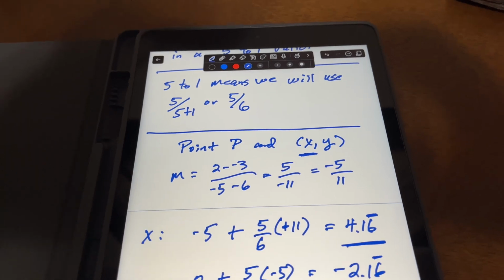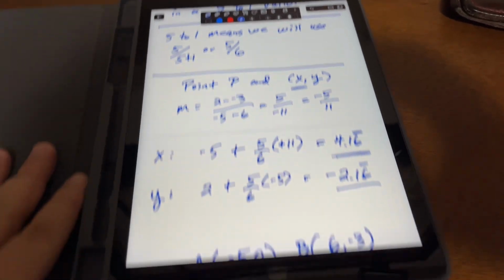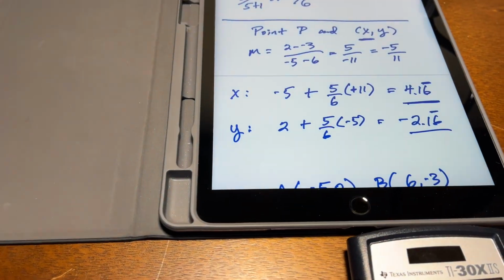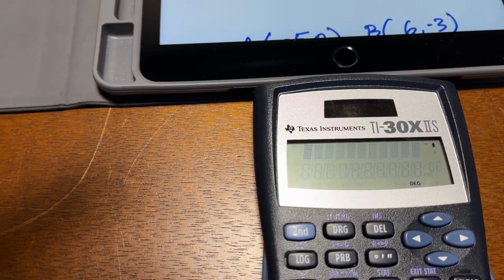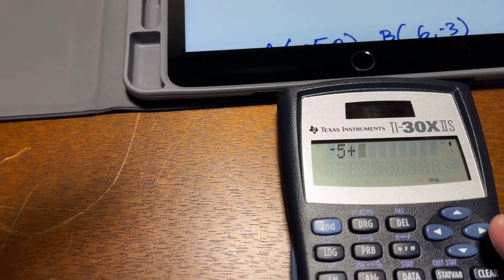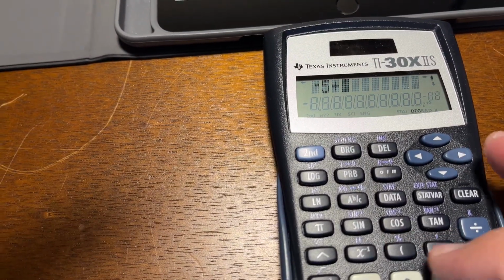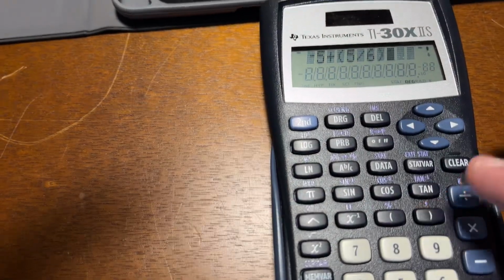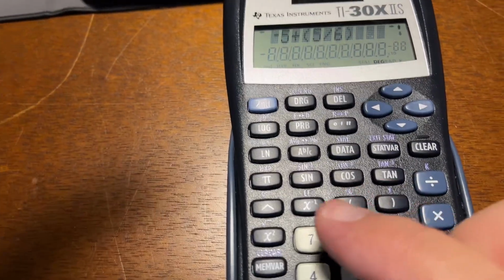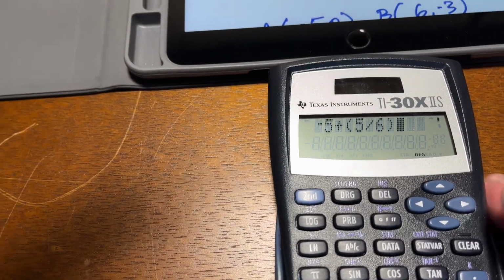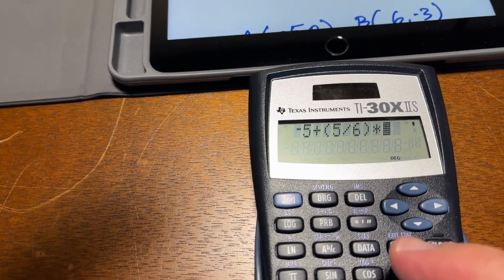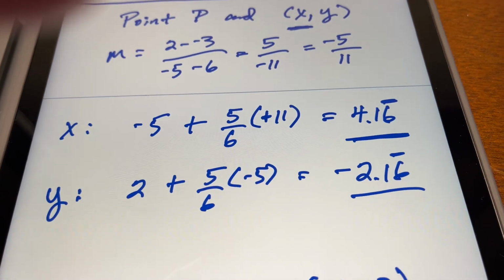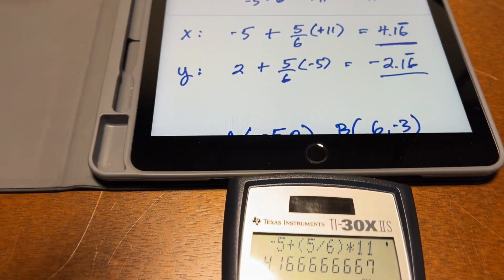Now let me show you what that looks like on the calculator, because I want you to be able to do this. Of course, you can do it without a calculator if you're a pretty good math student, but if you can't, this is what you want to type in. So I'm typing in -5, plus, and I'm going to use these parentheses here. So parentheses 5 divided by 6, and then times 11. And when I hit equals, that's what I get. So that's why I have this here, 4.16 repeating. So that's going to be the X value.